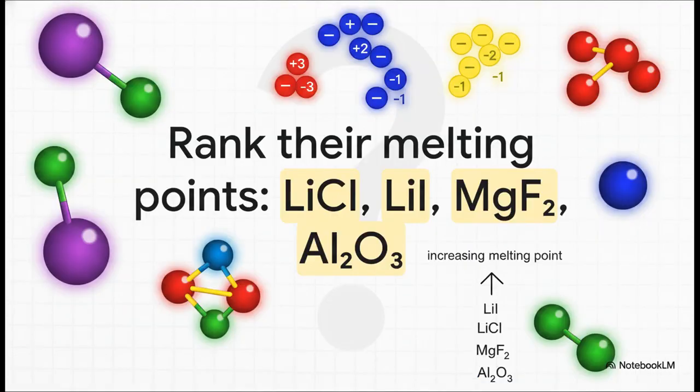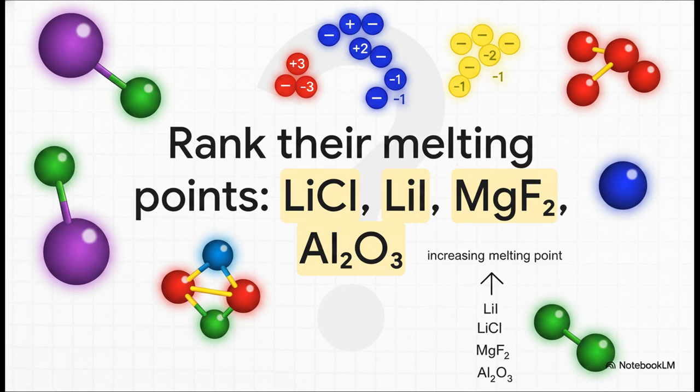Okay, let's put that to the test. How would you rank these? Well, first things first, look at the charges. Aluminum oxide has +3 and -2 ions. Whoa. Magnesium fluoride has +2 and -1. The lithium compounds are just +1 and -1. So right away, you know aluminum oxide is going to be the strongest, then magnesium fluoride.